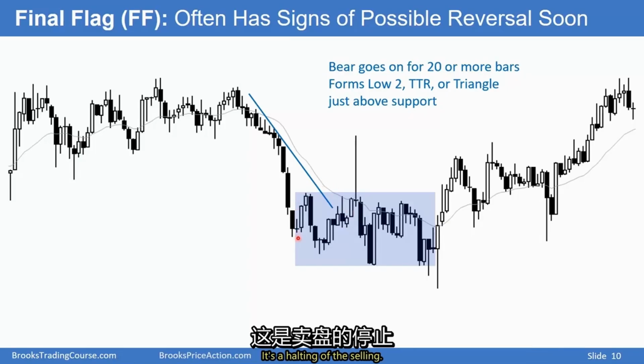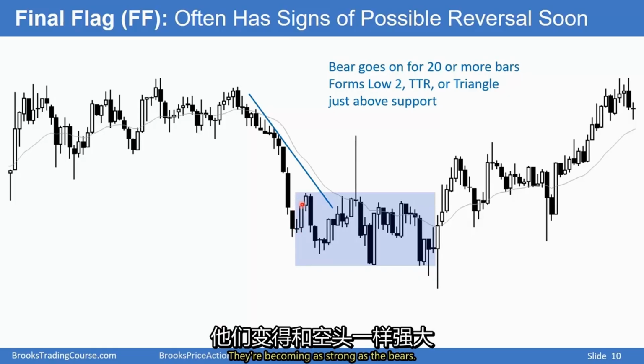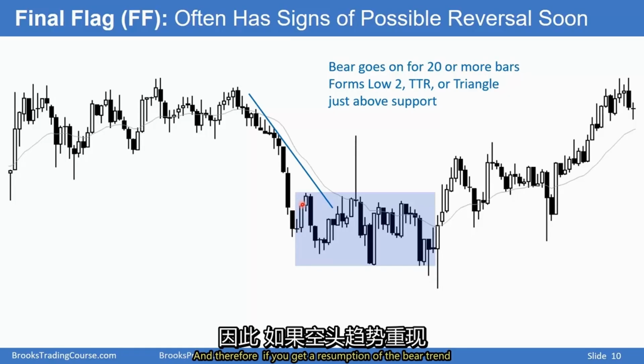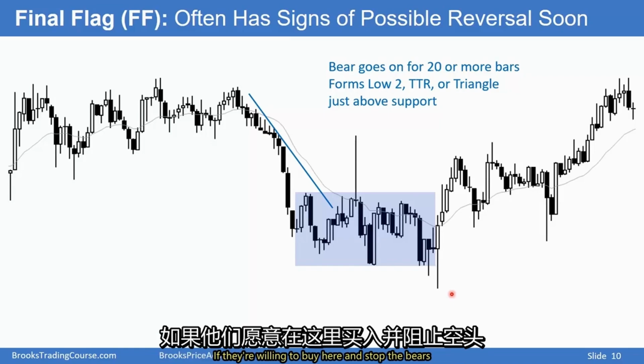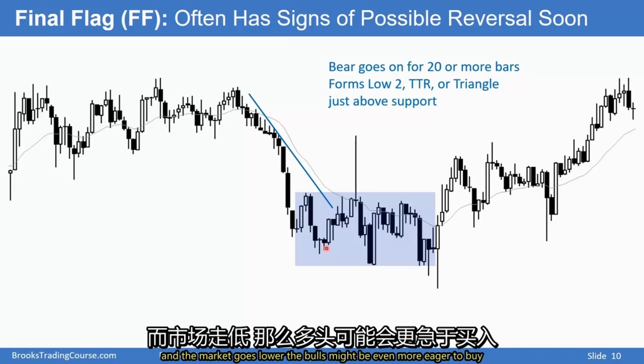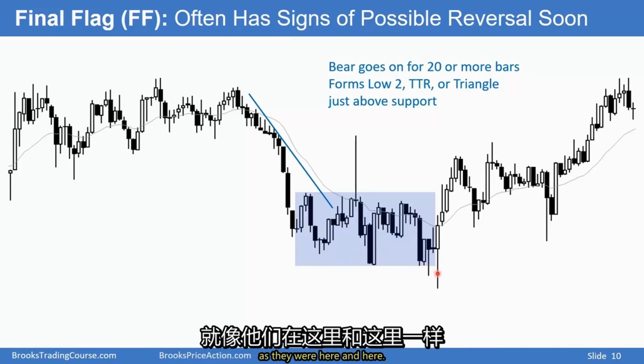It's a halting of the selling. The bulls are becoming balanced. They're becoming as strong as the bears. And therefore, if you get a resumption of the bear trend, that resumption might fail, and the bulls will become more eager to buy. If they're willing to buy here and stop the bears, and the market goes lower, the bulls might be even more eager to buy, as they were here and here.